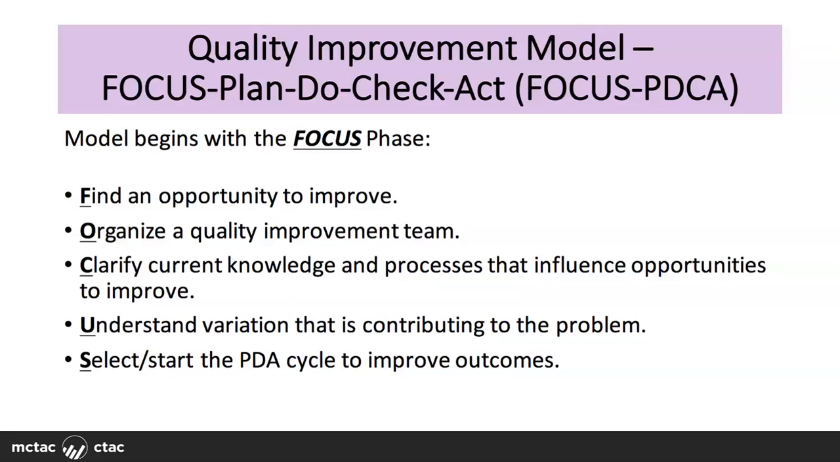Then we need to organize a team. I mean, again, quality just doesn't happen. It needs a process, and it needs people, and it needs people to staff it. So we need to put the team together. And in my mind, you always need to have at least one team member that can actually implement change, that has some kind of authority.